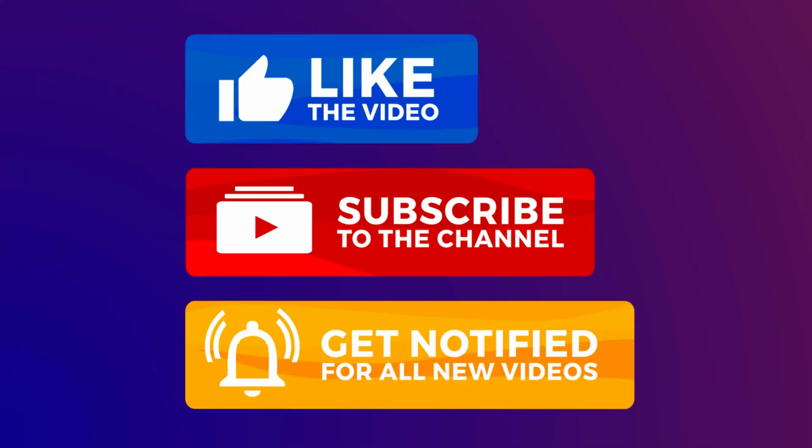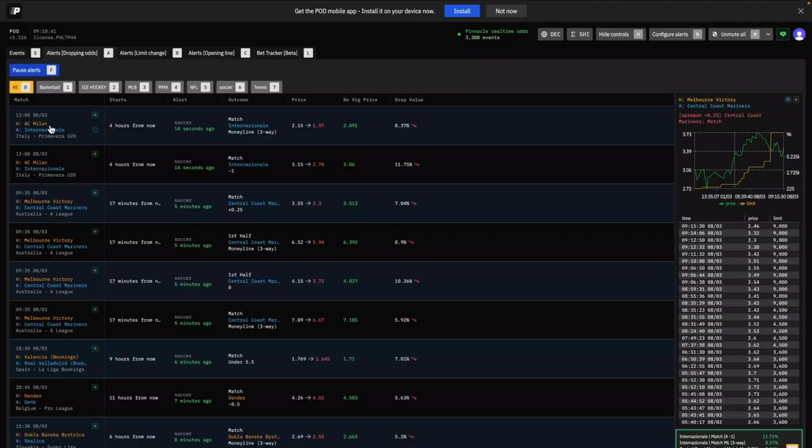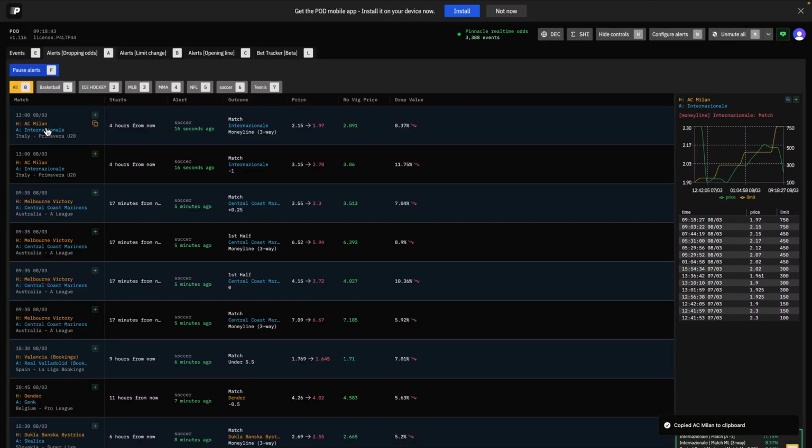At this stage, I just want to share with you a couple of visuals about the limits so you understand them a little bit better. If we just click on the game here, this is starting in 4 hours. You can see it's just like a U20 game. So that's why the limit here on the right hand side is just 750.